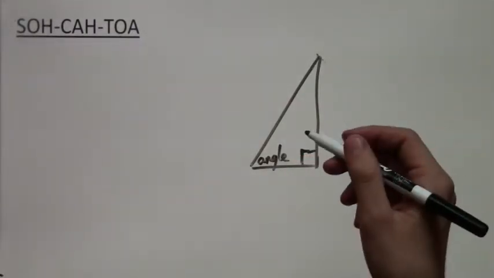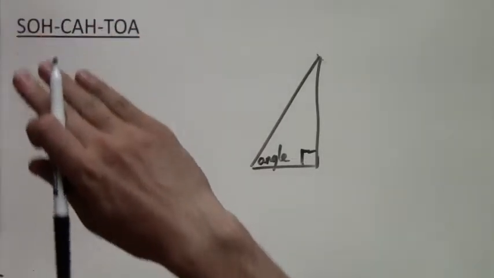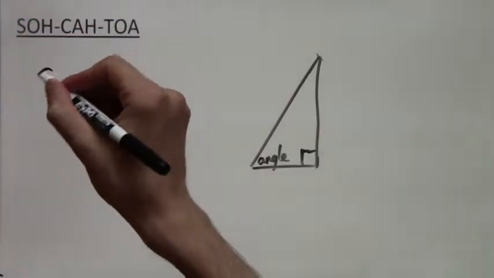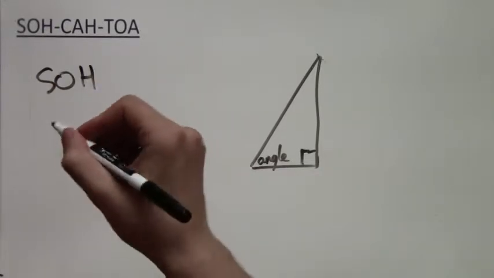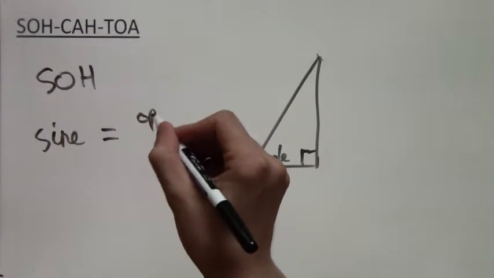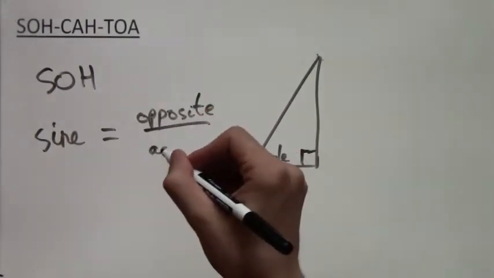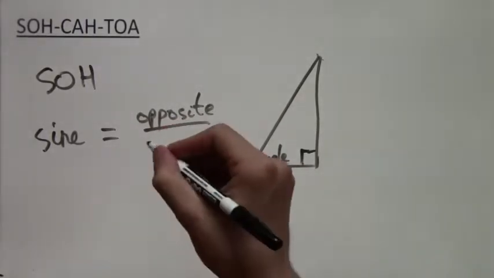So let's say we know this angle in the right triangle. Of course, we always know the right angle is 90 degrees. Then the SO part of SOH-CAH-TOA stands for sine equals opposite over hypotenuse. Let me explain what that means. Opposite over hypotenuse.